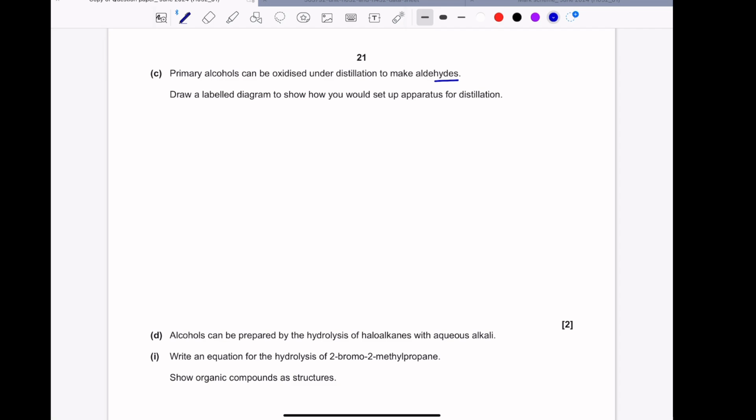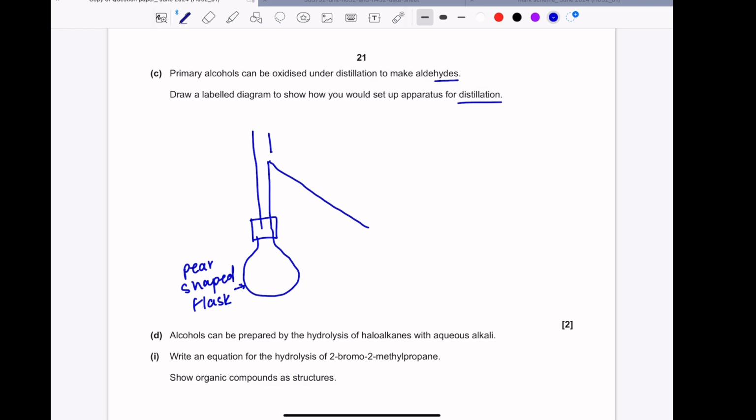Draw a labelled diagram to show how you'd set up for distillation. So distillation's with the condenser sideways. Now please excuse my drawing, I'm not very good at it, but okay, so that's a round bottom flask, or pear-shaped flask. That's what this is. Then you've got the tube. And then that's the condenser going sideways. Then you can put the thermometer up over here.